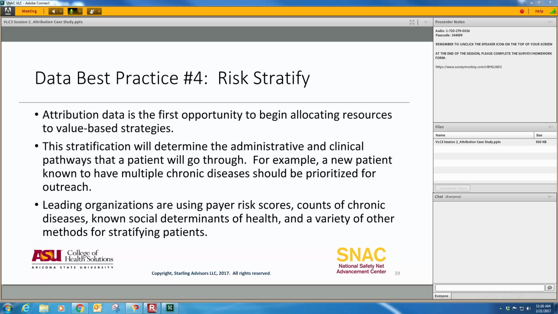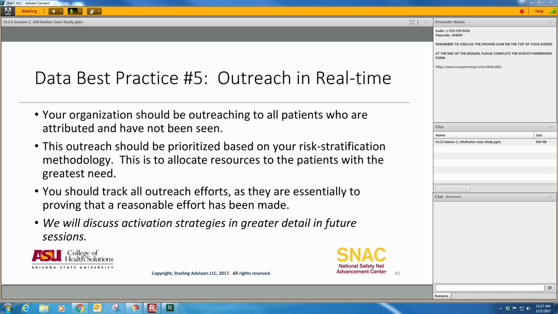For example, a new patient known to have multiple chronic diseases should be prioritized for outreach and care coordination, whereas a person with low risk may not receive the same priority for those types of services. The leading organizations, the ones that are doing this really well, are using payer risk score, counts of chronic diseases, known social determinants of health in their electronic health record system, and a variety of other methods for stratifying patients. So it's great to get a list of 6,000 patients. It's better to get a list of 6,000 patients and know which ones have which diseases.